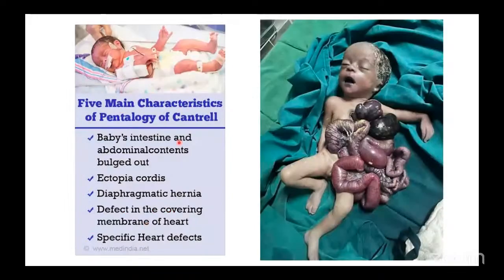For the first part, pentalogy of Cantrell, ectopia cordis is the one we've looked at. The other ones you'll have are omphalocele, which is here. You can see the intestines are on the outside, and then you have a diaphragmatic hernia as well. So you can have the heart going into the abdominal cavity instead of going outside, depending on whether a sternal defect is present. Then you may have a defect in the covering membrane of the heart, which leads to ectopia cordis, and then intracardiac defects such as ventricular septal defects.